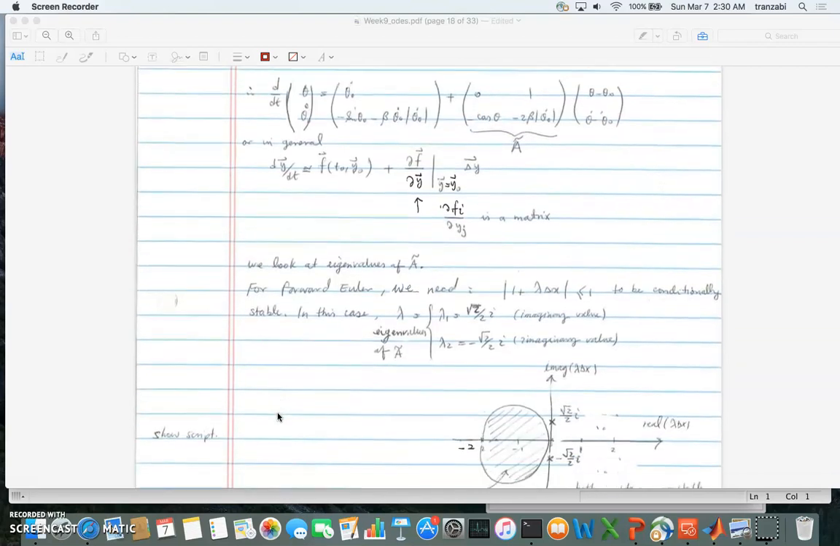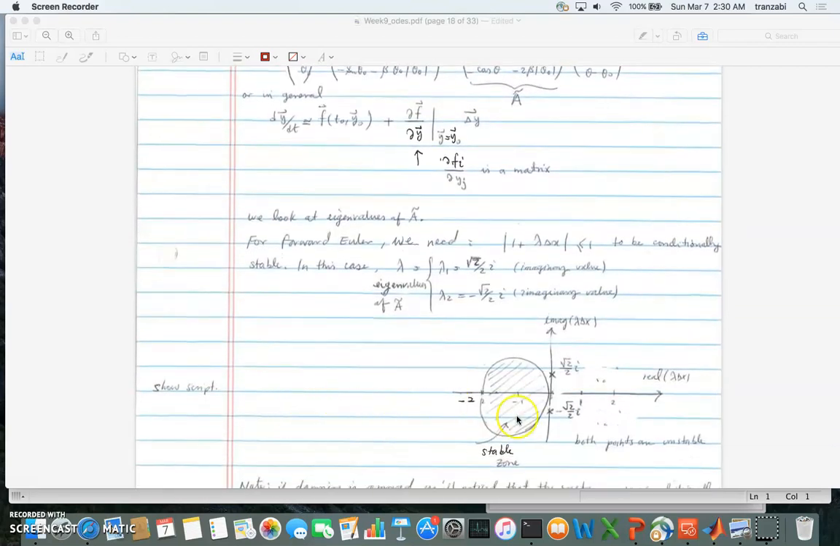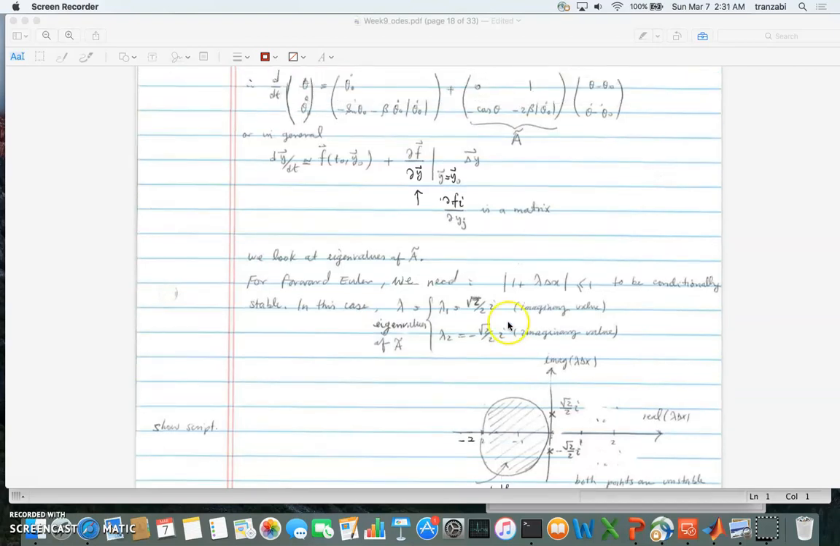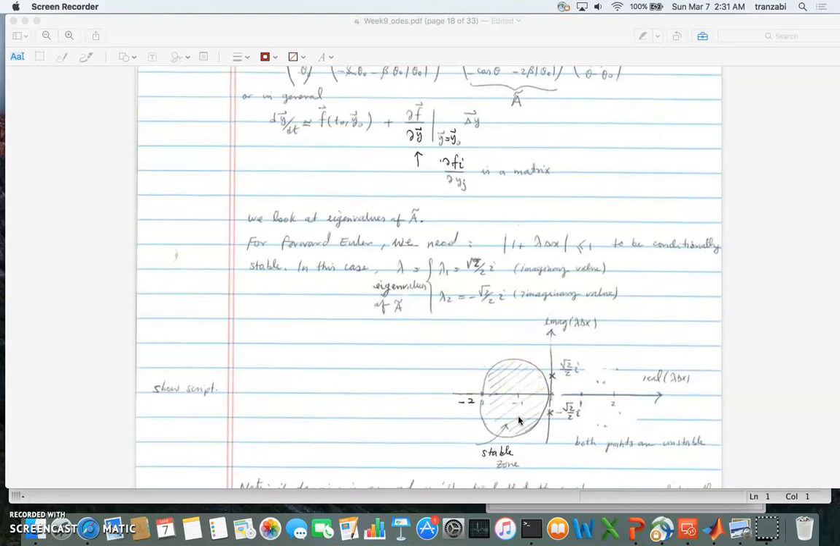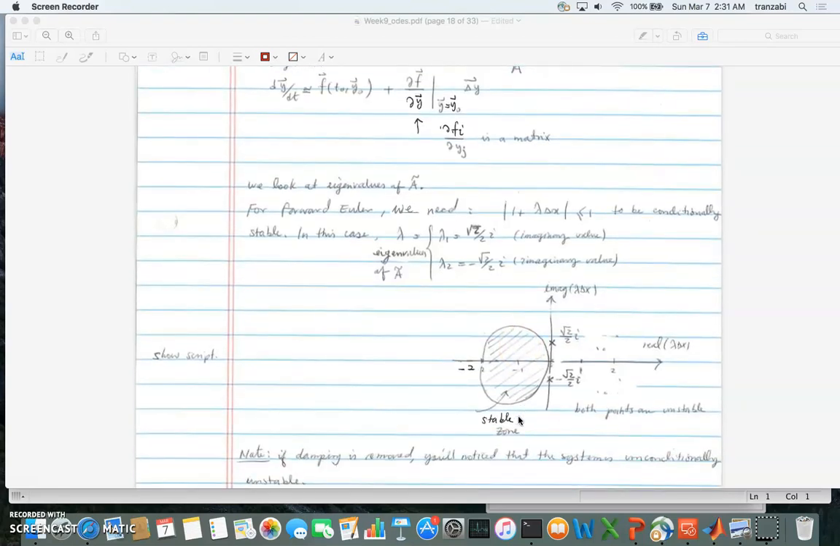So because the 2 eigenvalues are outside of the unit circle for forward Euler, this method is unconditionally unstable if we do not consider any damping. So if the damping is 0, like beta is 0, then the eigenvalues for this matrix are going to be these 2, and these 2 are outside of the unit circle for forward Euler. That means the method is unconditionally unstable, and the method is going to diverge over a long time.